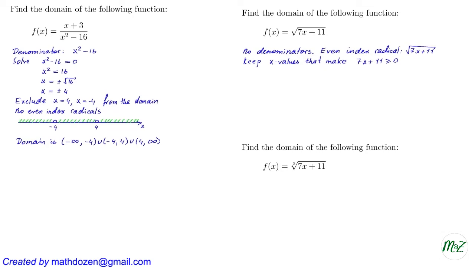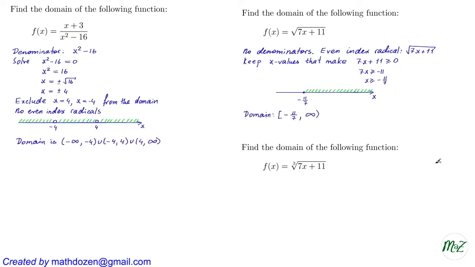So solving that inequality for x will give us 7x is greater or equal than negative 11. So divided by 7, we get that x is greater or equal than negative 11 over 7. So we better put that on the number line. So this is the number line of x values, and this is the negative 11 over 7, and everything greater than that value and including that value will be in the domain of the function.